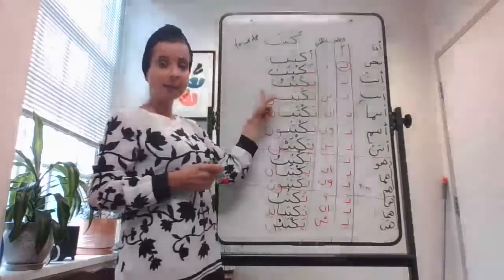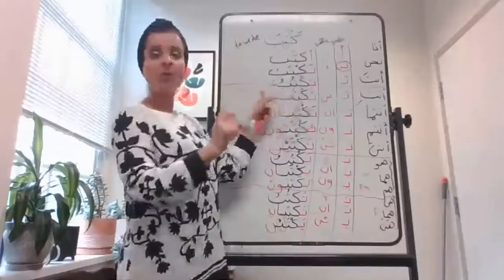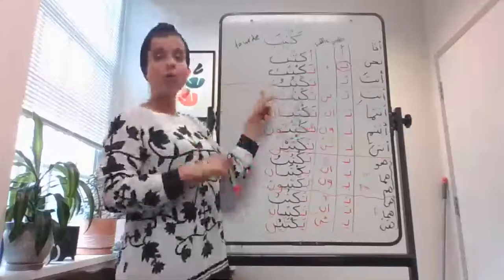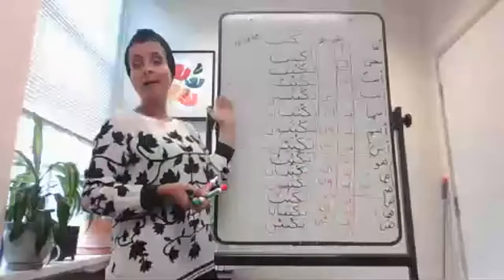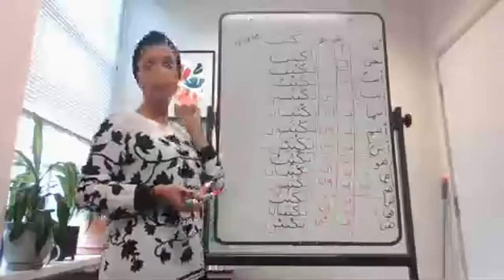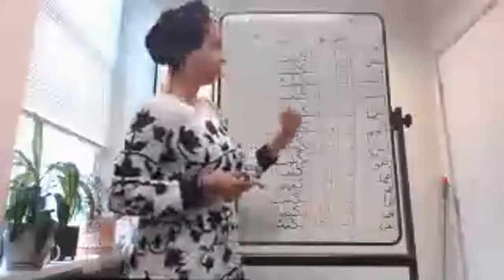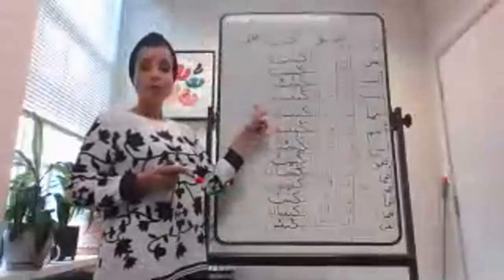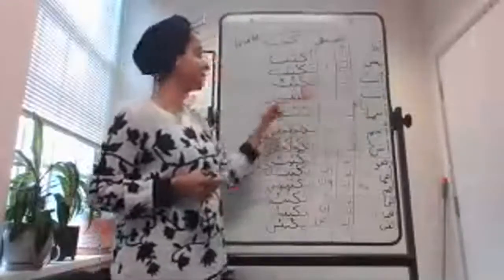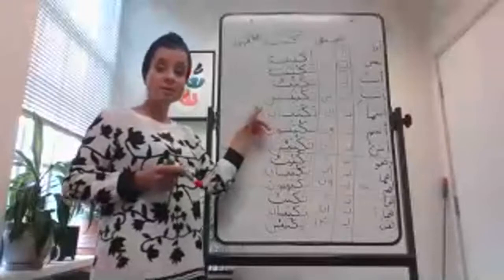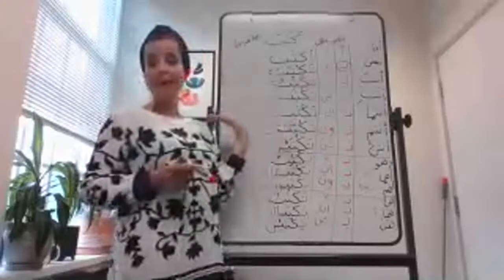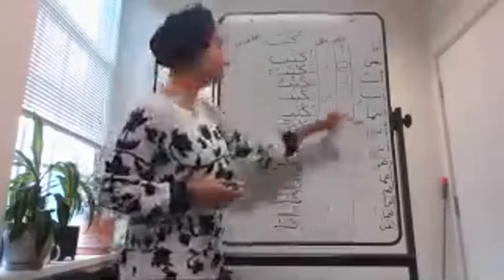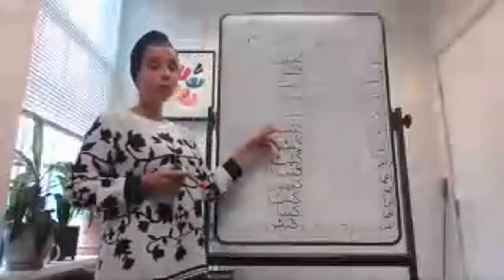تكتب. You are singular male, right? Or you are writing. أنت تكتب على اللوح. You are writing on the board, أحمد. أنت تكتبين. You are feminine writing. أنت تكتبين على اللوح. أنتما تكتبان. You are two.